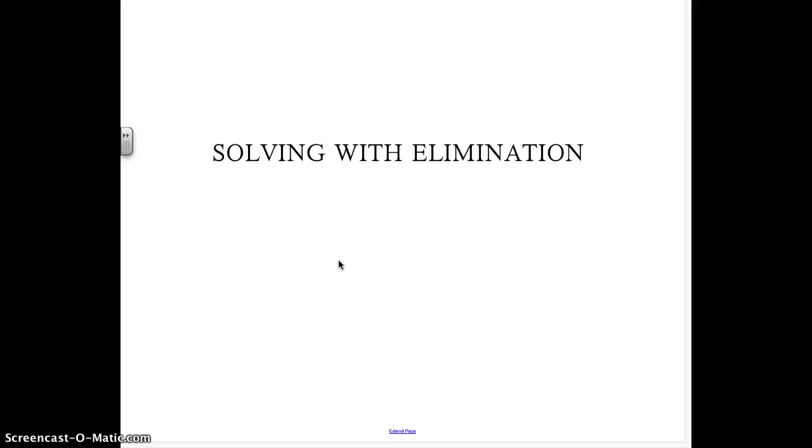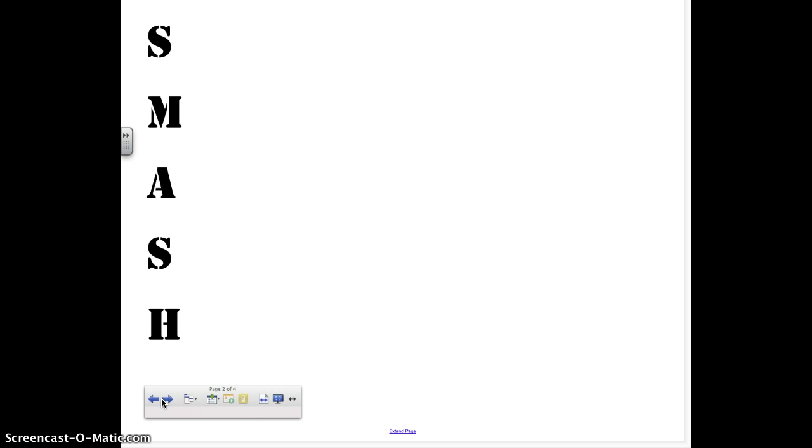So a third, and in this case final, way of solving a system that we're actually going to look at is elimination. It's called the elimination method. Okay? And you've probably seen this before, but this is just meant to be a little bit of a refresher. Okay? With elimination, it's kind of a 5-step process, and I like to use the acronym SMASH to help me remember it.